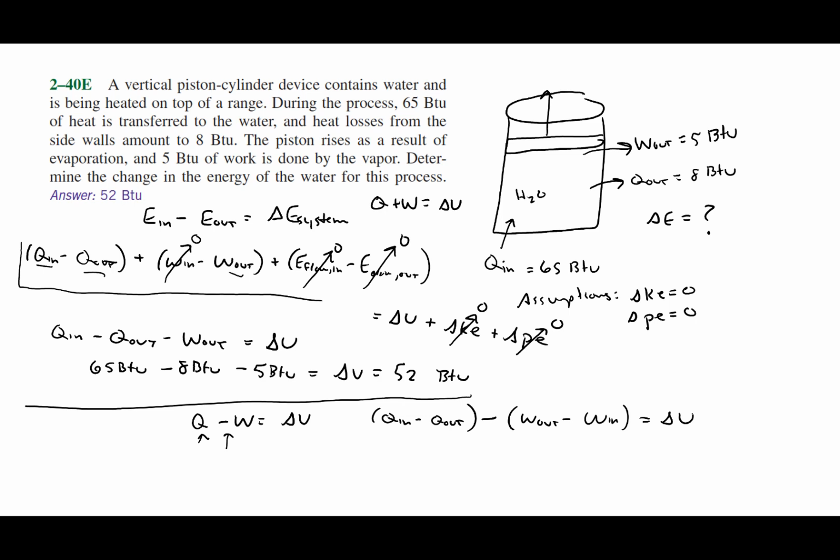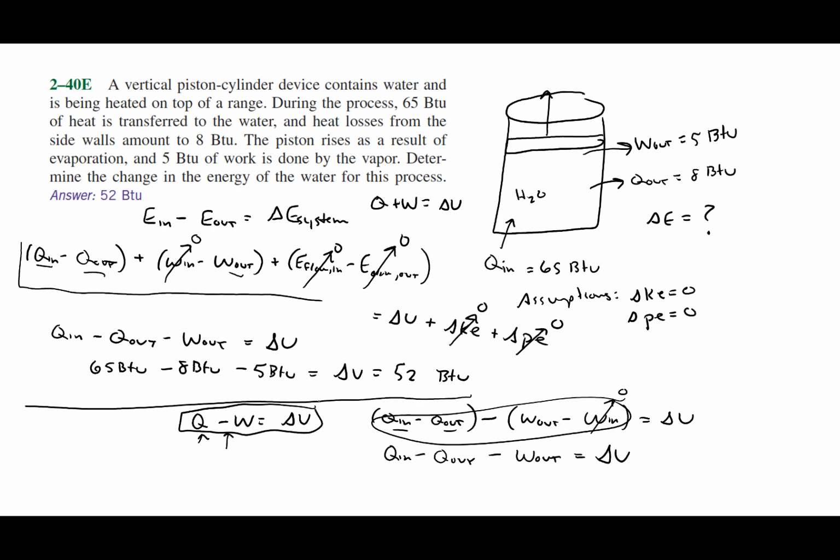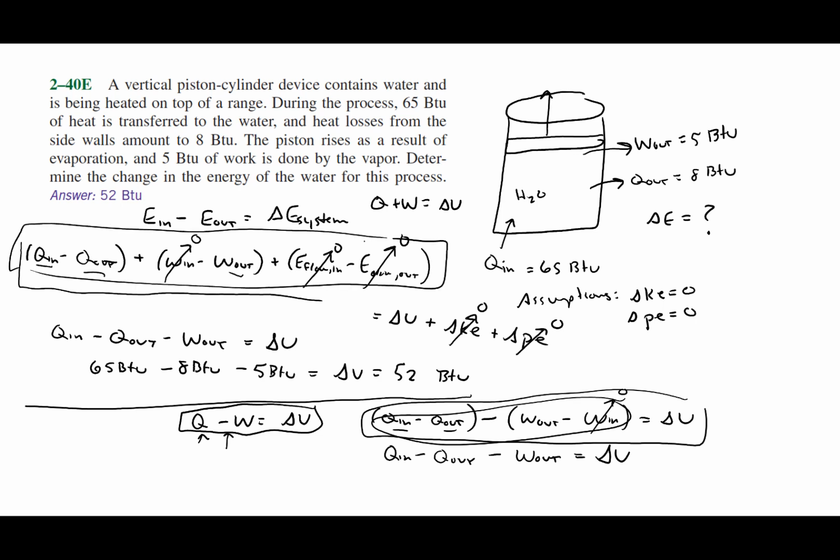So now let's look at this. We still have Q in and Q out. We don't have any work in, so that's 0. So we end up with Q in minus Q out minus work out is equal to delta U. So that's the same thing. And then let's just look at how we would put signs into this equation. So one thing to note is if you write these equations out like this, you don't really need to worry about the signs too much.